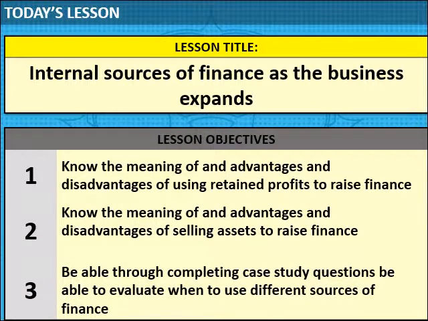So today's objectives are the three things that we want to be happy with. We want to be happy with what retained profits are and the advantages and disadvantages, what we mean by selling assets and their advantages and disadvantages, and then for you to complete a case study on what we've just learnt, following exam style questions.